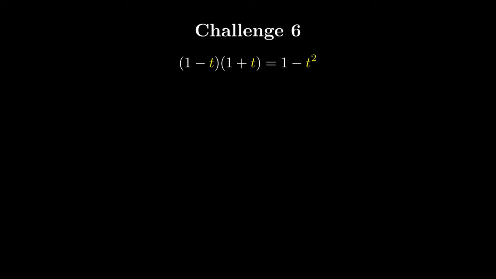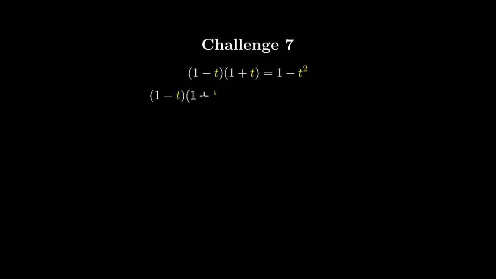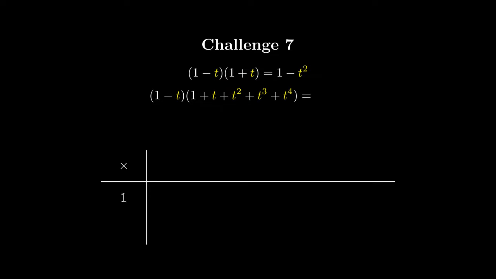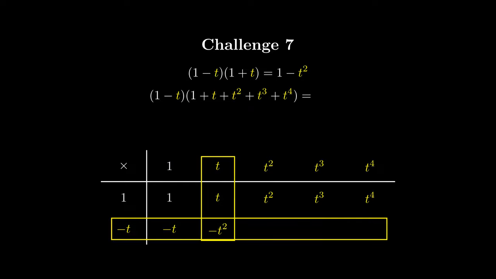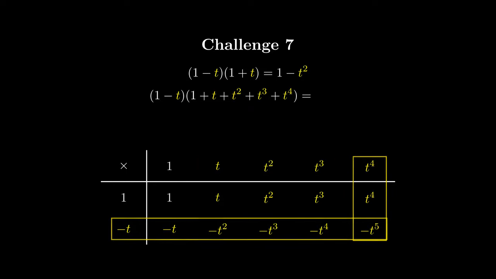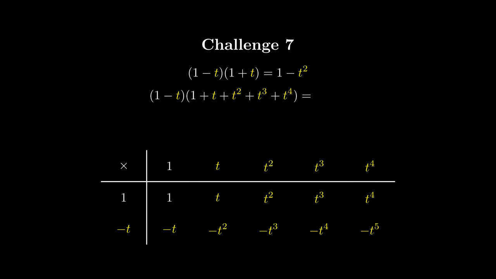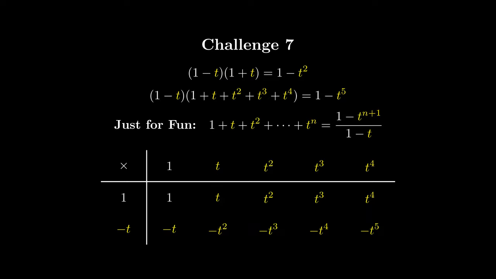But a much more interesting question is, can we increase the powers of t on the right? Let's line up 1 minus t on the bottom and the different powers of t on the top. Let's perform our term-wise multiplication. And since most of the terms actually cancel out, we are left with 1 minus t to the fifth. In fact, could you prove the general case? This is known as a geometric series formula, which is really useful in high school and in college calculus.